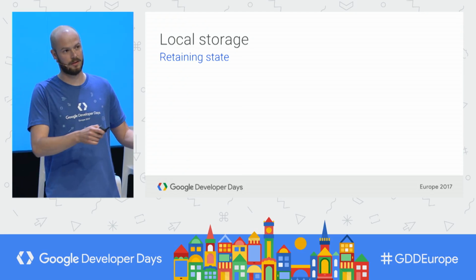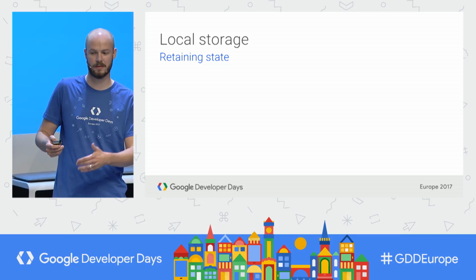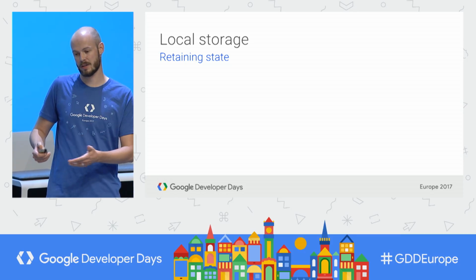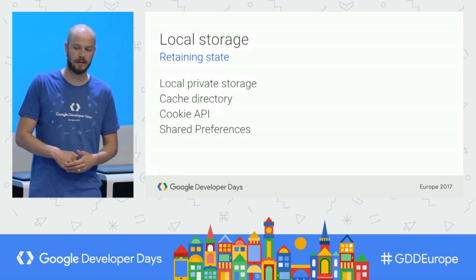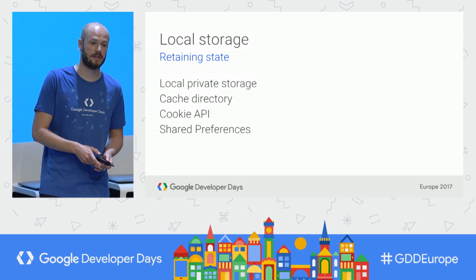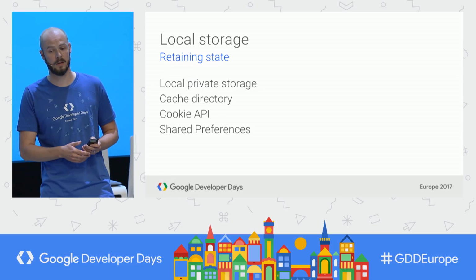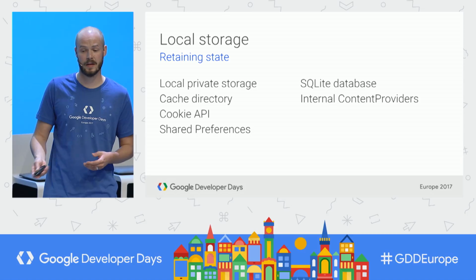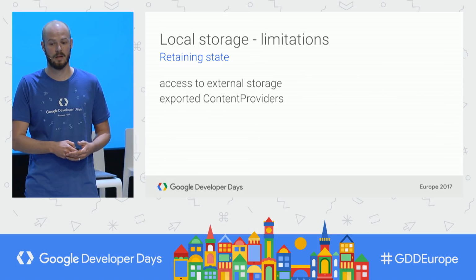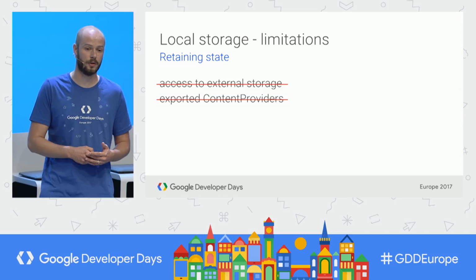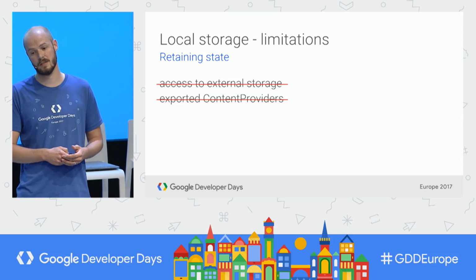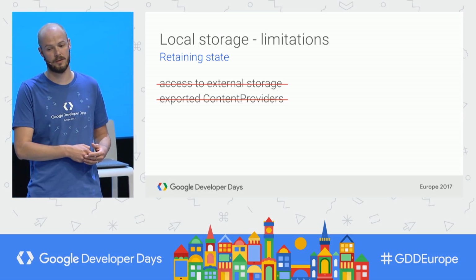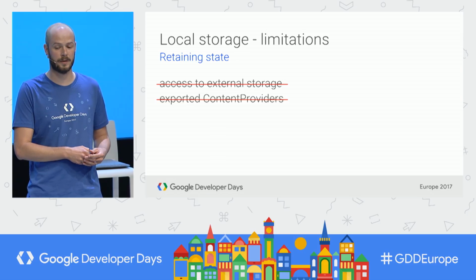When it comes to local storage, you probably want to store data locally because you need to make sure that you access all that, and sometimes the user comes back to the app and it's important to actually have that available. So we made available the local private storage. Also, there's the cache directory. There's a cookie API available, and you can use the shared preferences, as well as your database that's already existing and internal content providers. But you don't get access to external storage or your exported content providers. That is, again, to make sure that the users are in a secure environment.